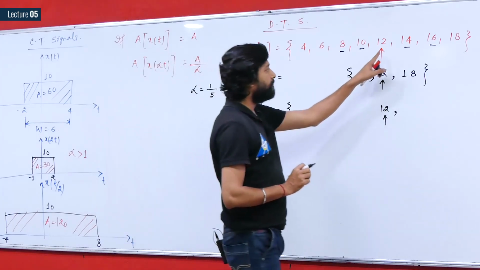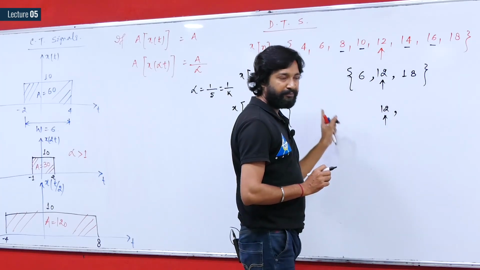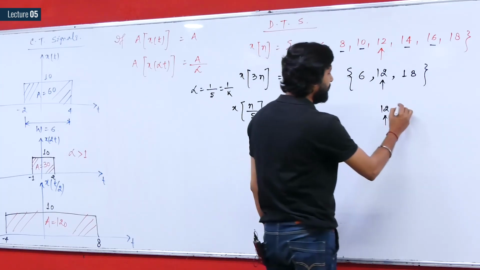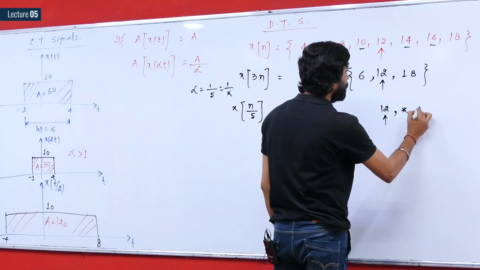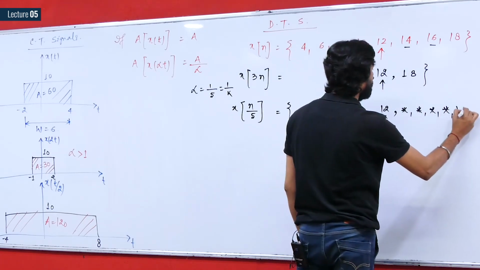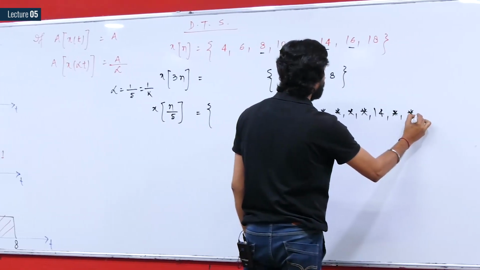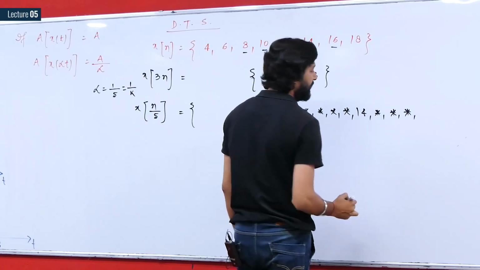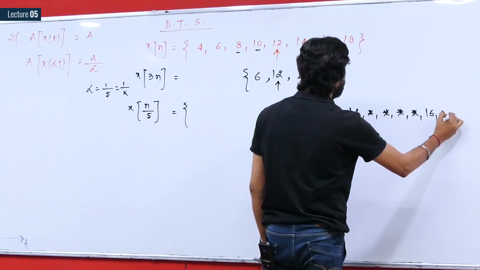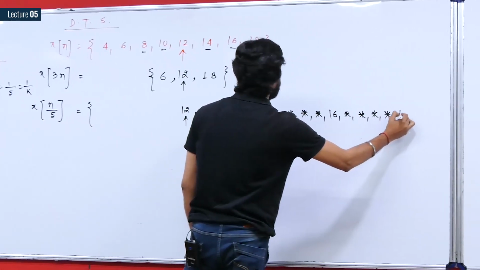It means in between 12 and 14 all the samples will be contained in x of n by 5 only. But now you will have to append 4 values in between 12 and 14. So there will be 4 star marks, 1, 2, 3 and 4, before we write the next value, that is 14. Similarly, between 14 and 16 again you will append 4 star marks, that can be any value of 0, 1 or average, and then you will take your next value 16, similarly 4 star marks, and then you will take 18 and so on.